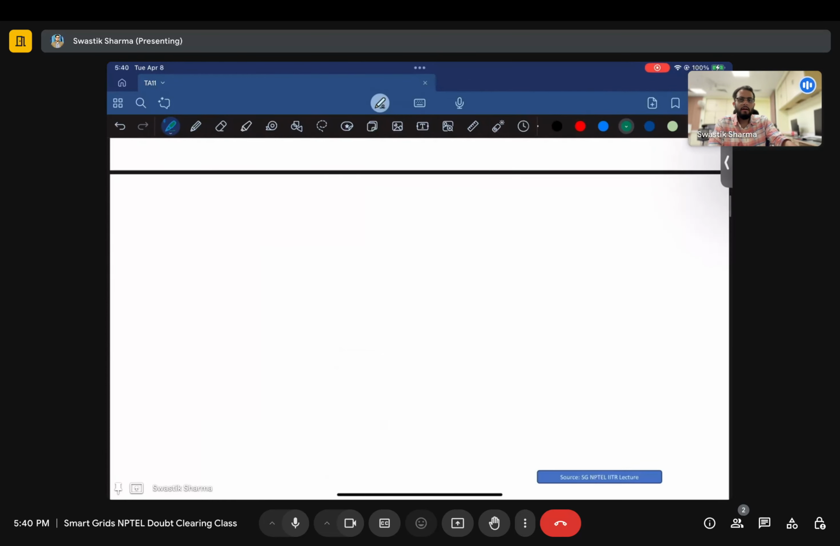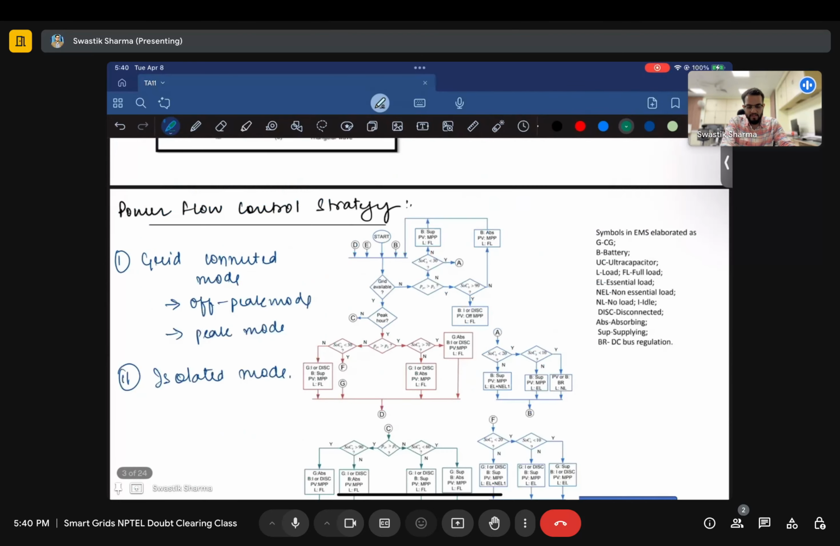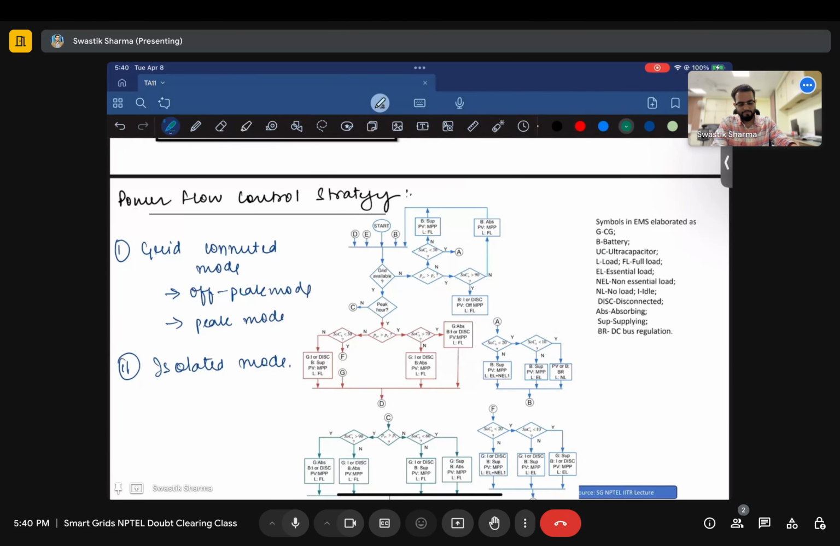These are the different modes. Let's talk about these modes in some way, shape, or form. Let's discuss this here.